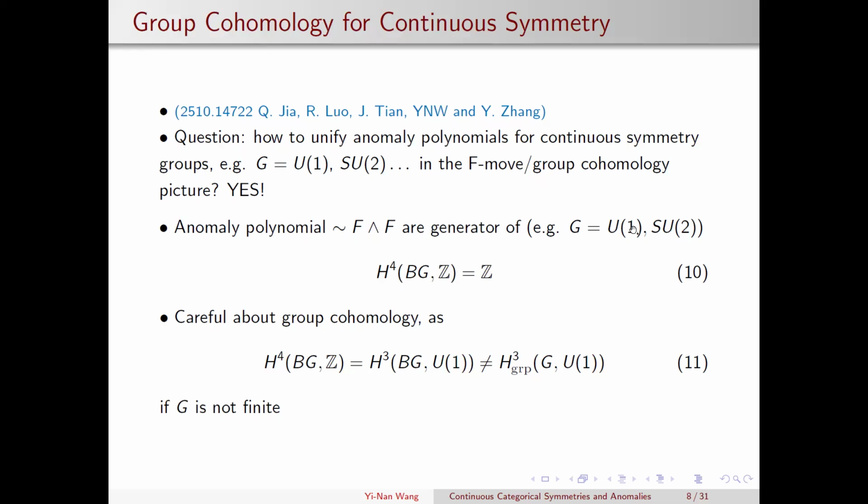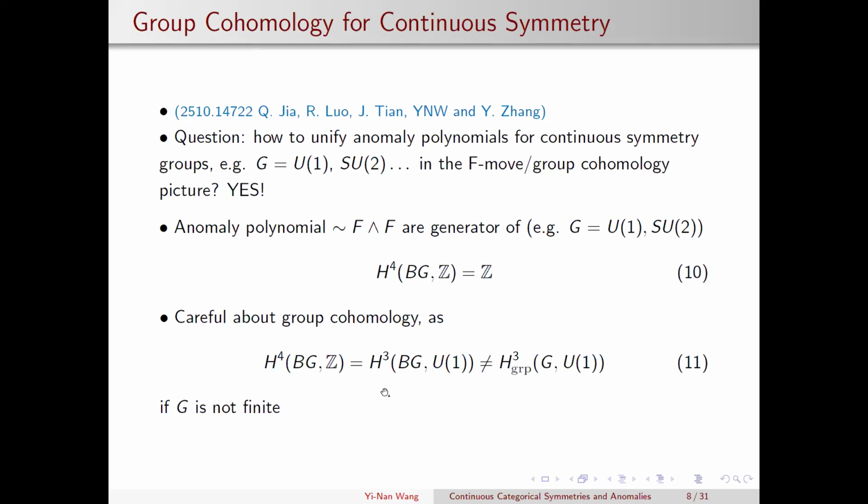I think many people have asked or wondered about this question before. The basic issue here is that we have to be careful about the group cohomology. For instance, for Lie groups, the anomaly polynomials F∧F are Chern classes, the second Chern class, and they are generators of the group H^4(BG, Z). For instance, when G is U(1) or SU(2), this H^4(BG, Z) is just equal to Z, and the generator is precisely this F∧F, or trace F∧F for SU(2). And this is equal to H^3(BG, U(1)).